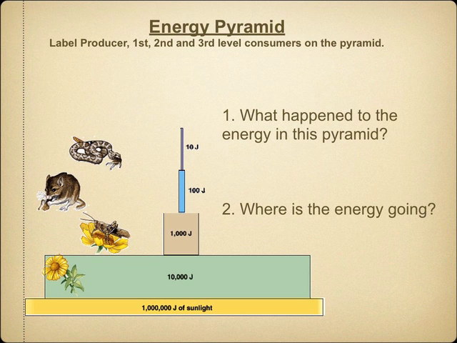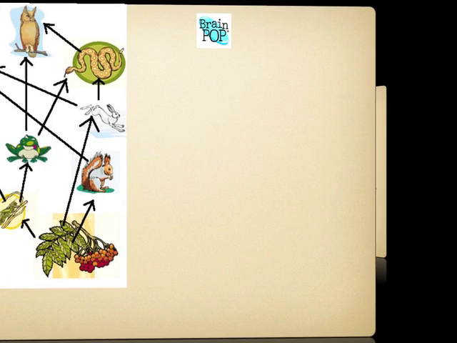Energy pyramid. Again, this is just another example and shows us sort of the same thing. In this case, we have sunlight shown. We have plants, crickets, mouse, and a snake. And so as we move up in that food chain, less and less organisms are present. We have less and less energy to support each level. So what happens to that energy? It gets smaller. It gets used. It gets lost.